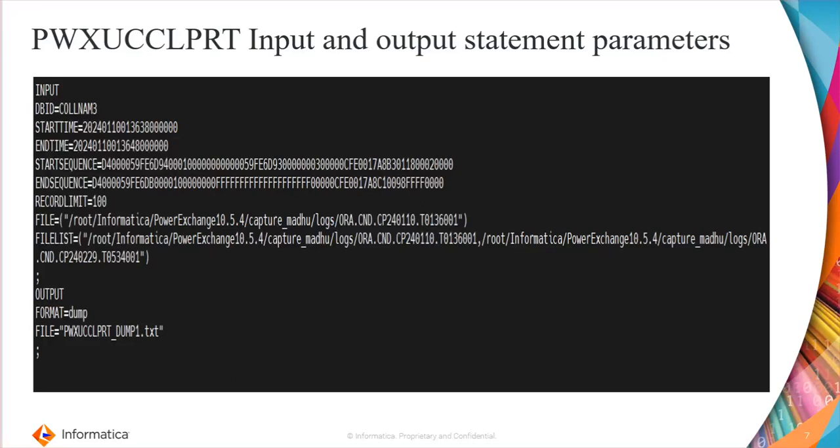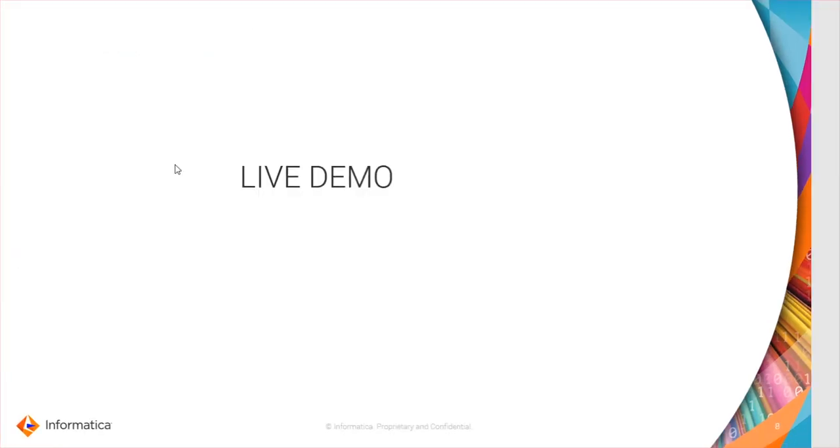So here you can use different types of inputs like start sequence, end sequence, start time, end time, and we can also use some filter criteria to make an appropriate selection. And one added value is that we have a file list here, where you can specify more than one contents file to run this utility, and you can also filter for a specific extraction map. And I'll show you a live demo of how to run this utility.